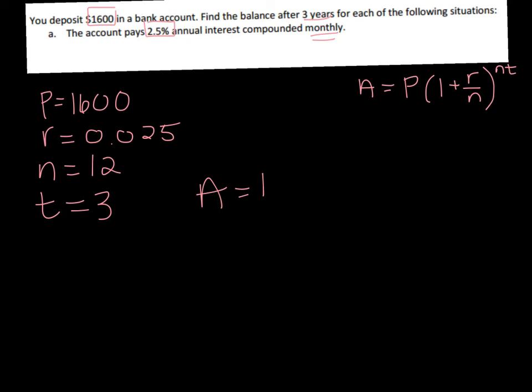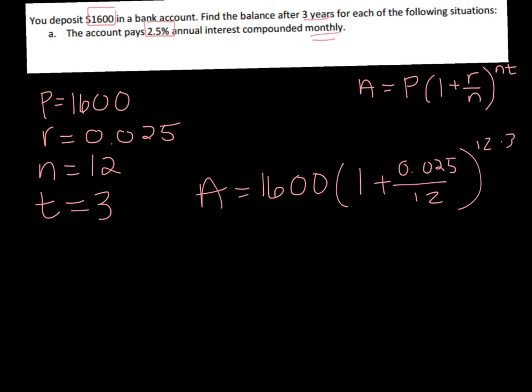So I get 1,600 is what I started with, times 1 plus my rate, divided by my compounding times 12, raised to the 12 times 3 power, or in other words, this will get compounded 36 times over that 3 years if I compound it monthly. And when I plug all of that into my calculator, I get that the amount of money in my account after that time period is $1,724.48.